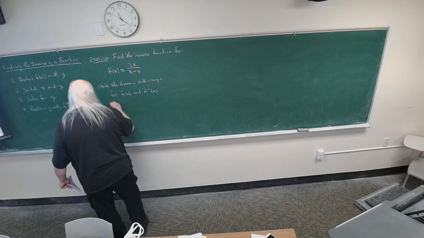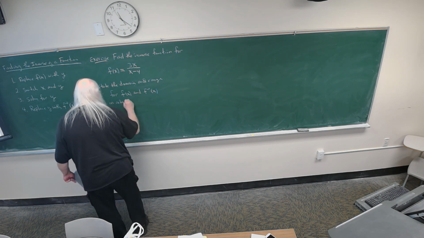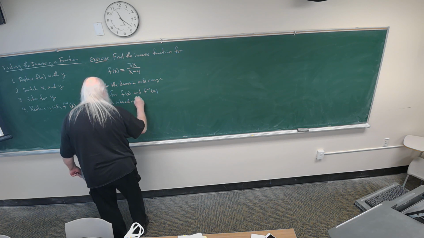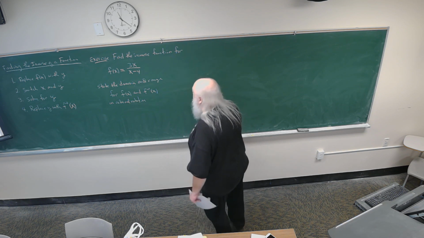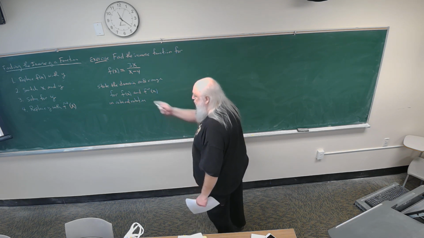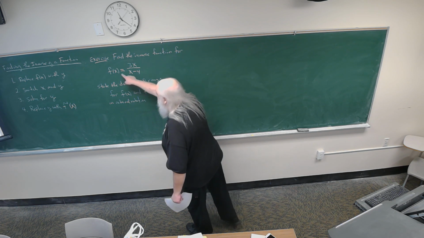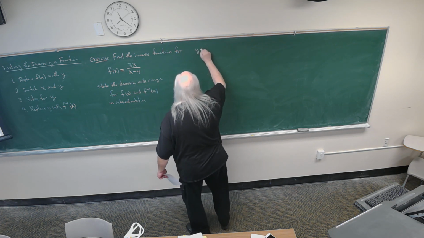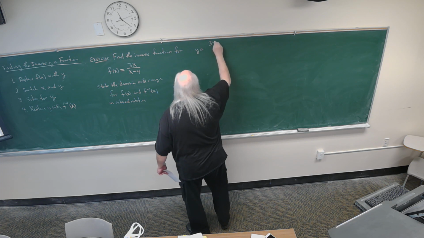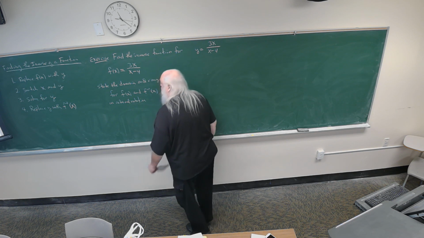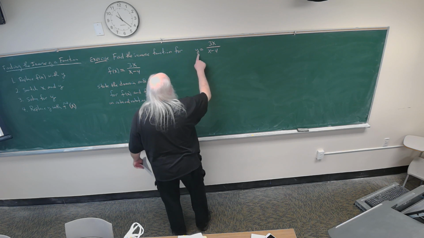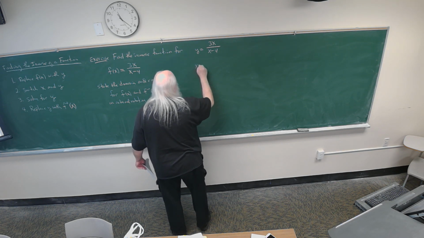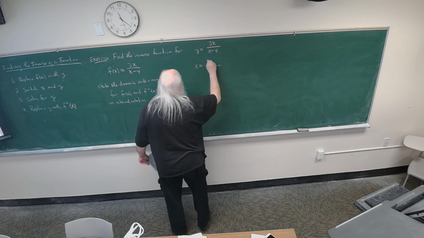And I guess I should add in interval notation. Okay. All right. So finding the inverse function for f of x, step number 1, replace f of x with y. So we have y is equal to 3x over x minus 4. Step number 2, switch x and y. So replace y with x and x with y.